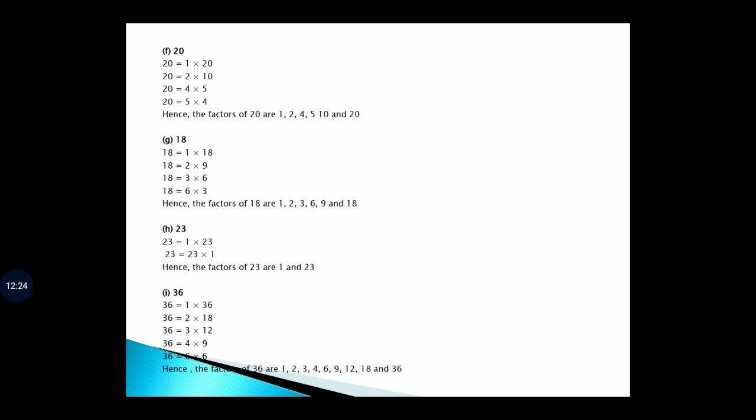36 is equal to 1 into 36. 36 is equal to 2 into 18. 36 is equal to 3 into 12. 36 is equal to 4 into 9. 36 is equal to 6 into 6. Hence, the factors of 36 are 1, 2, 3, 4, 6, 9, 12, 18 and 36. So, these are the countable factors of 36.